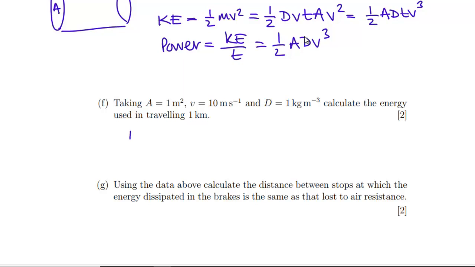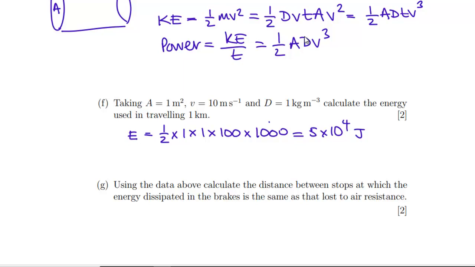Right, so energy is equal to a half times A, which is 1, times d, which is 1, times t, which is, for 1 kilometer at 10 meters per second, 100 seconds, multiplied by v cubed, which is 10 cubed, so 1000. So we've got 10 to the 5 divided by 2, so 5 times 10 to the 4 joules. Cool.